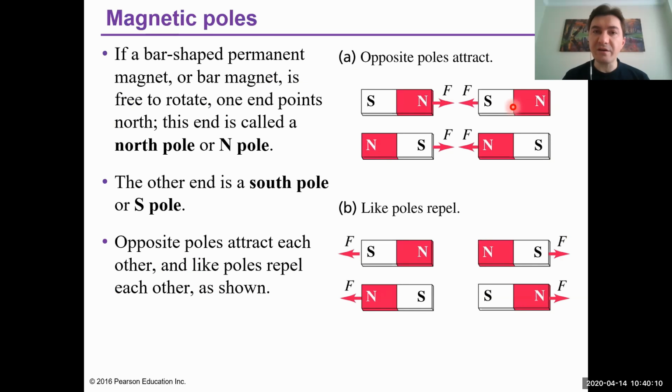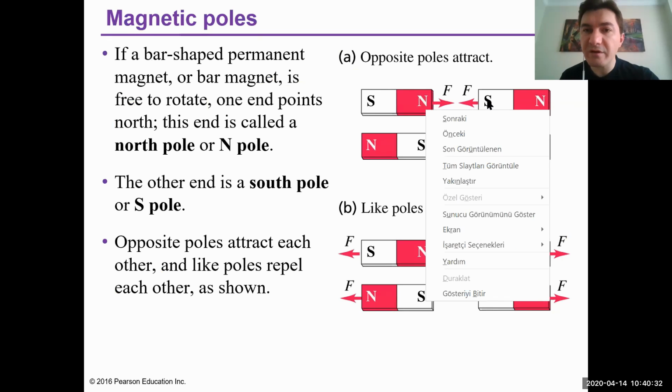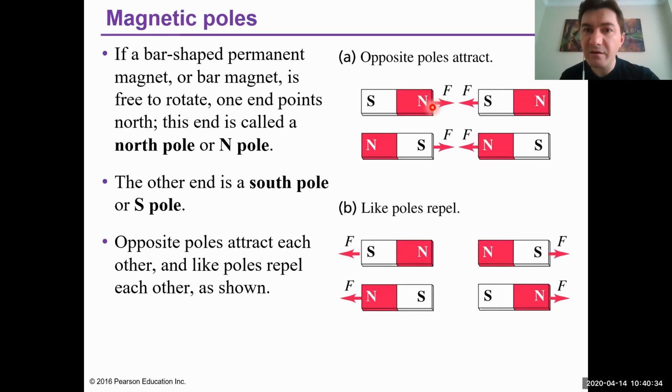So what you see here is the interaction between the poles. Here we have a magnet bar. This is the N pole. This is the S pole of the magnet bar. Here we have another magnet bar, and this is the S pole and N pole. So this N pole applies force on this S pole, and this S pole applies force on this N pole, okay? And the force between the poles is attractive.